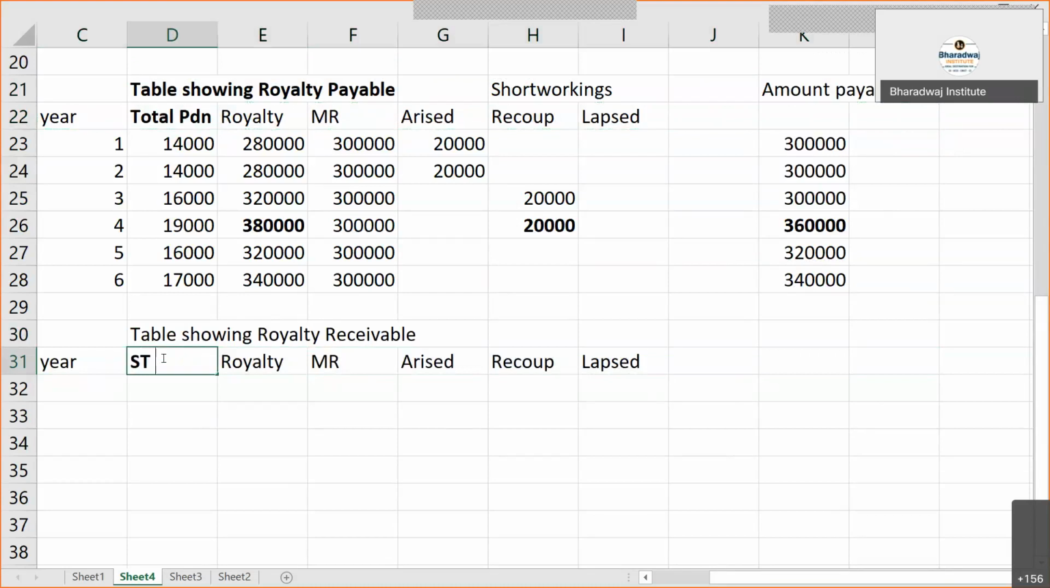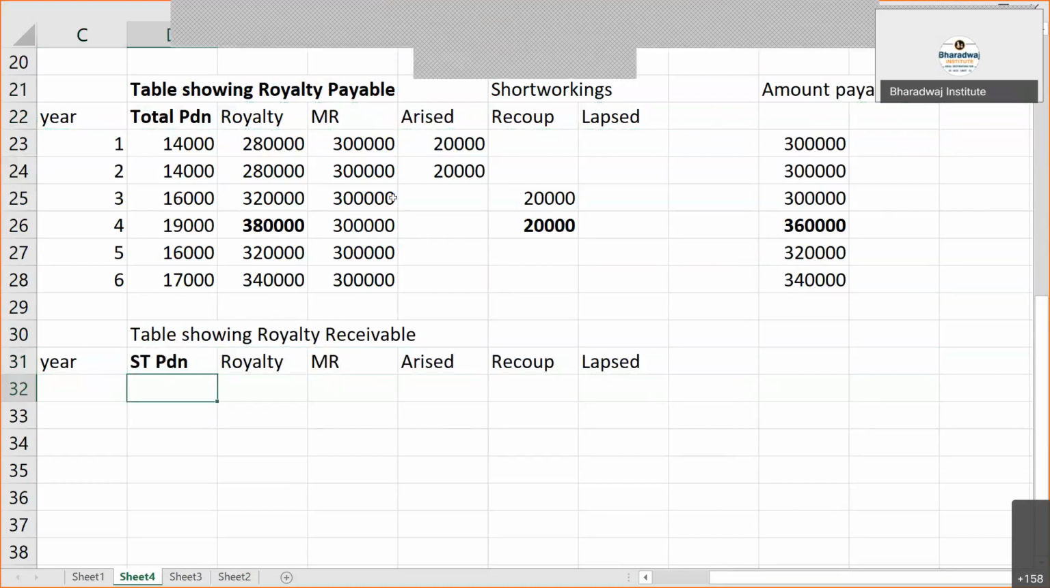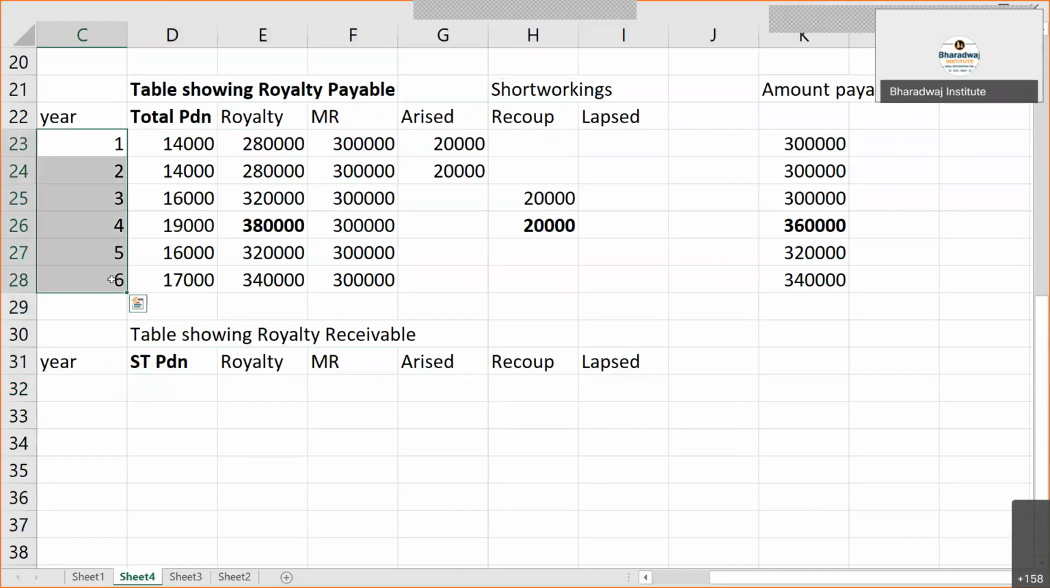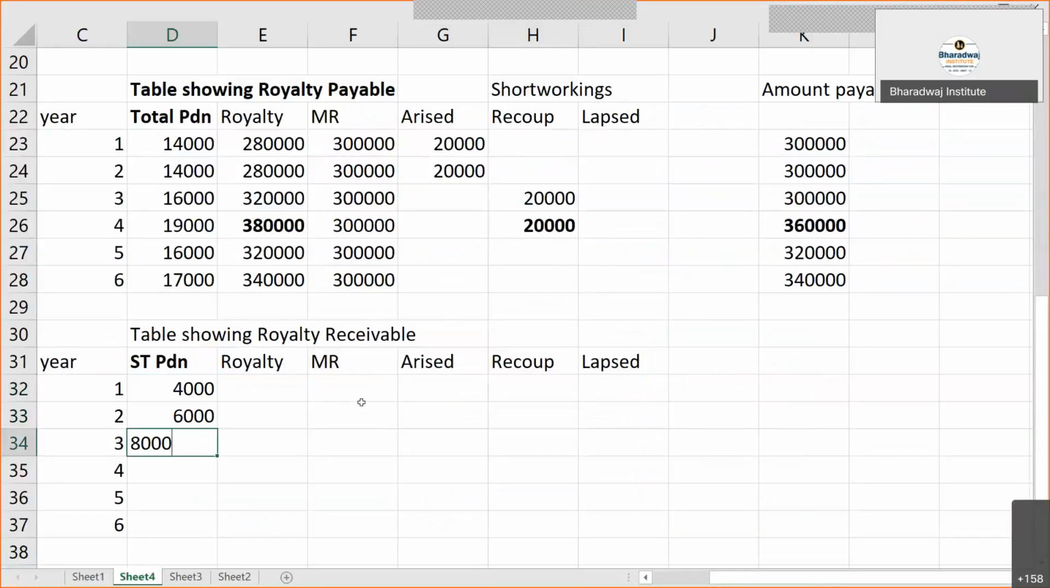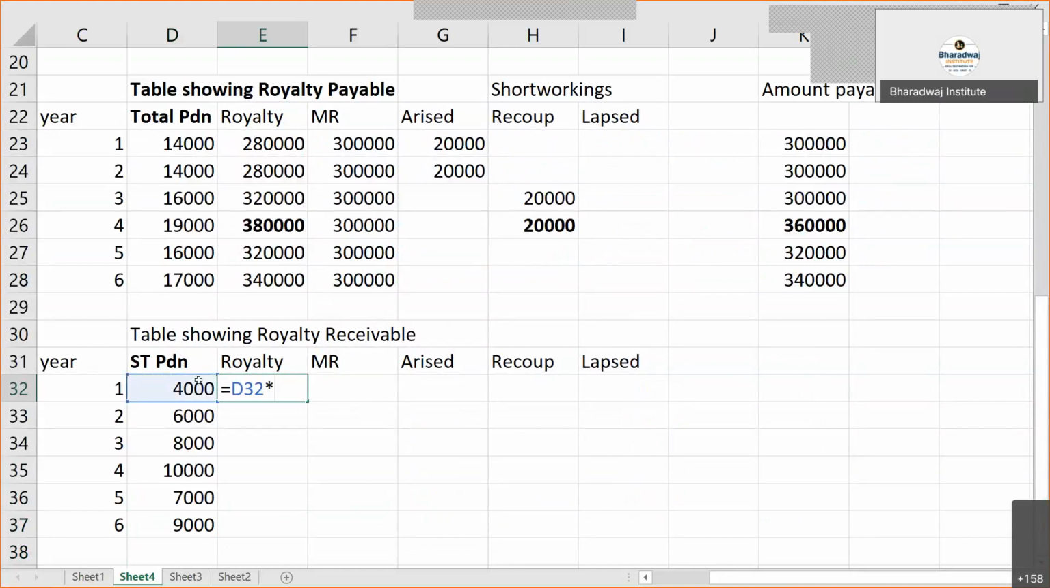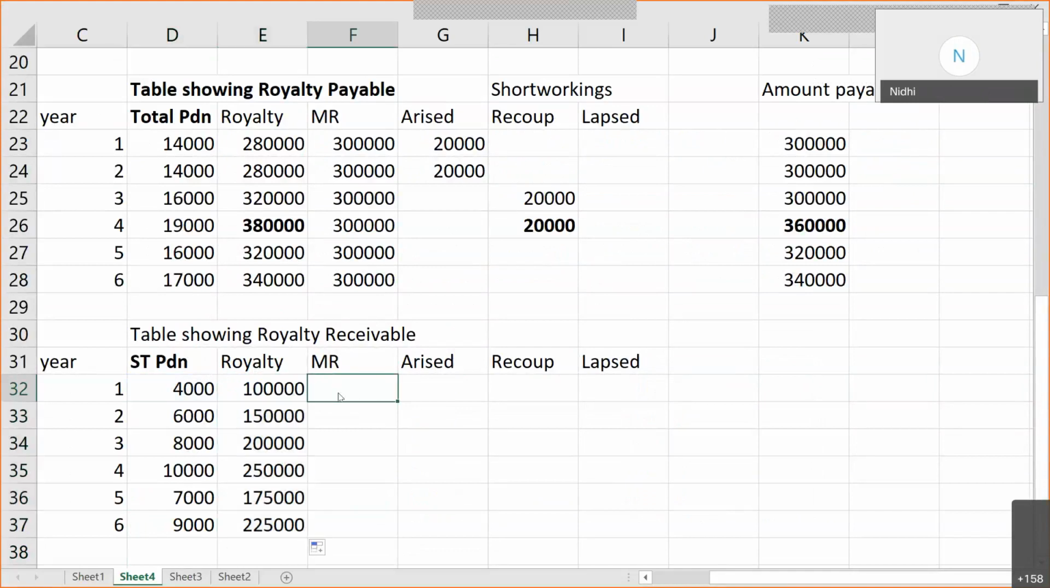So subtenants production only you have to take. So same 6 years, but subtenants production. Tell me the subtenants production. 4,000, 6,000, 8,000, 10,000, 10,000, 7,000, 9,000. Royalty is at the rate of 25. So minimum rent is 15,000 per month, which will come to 1,80,000.